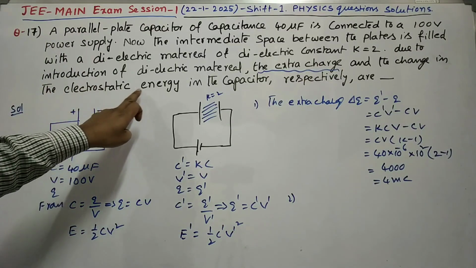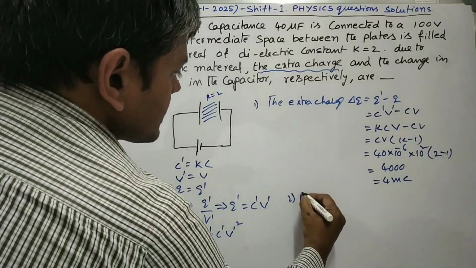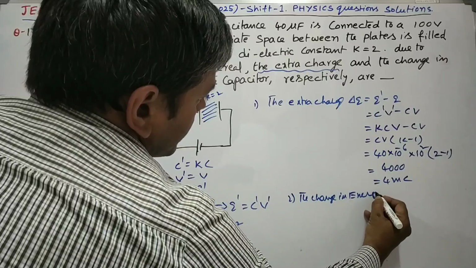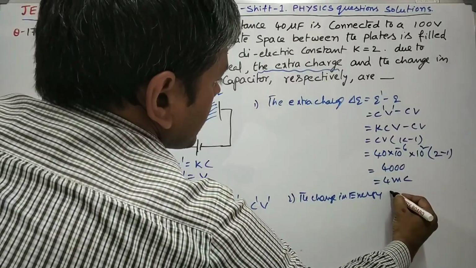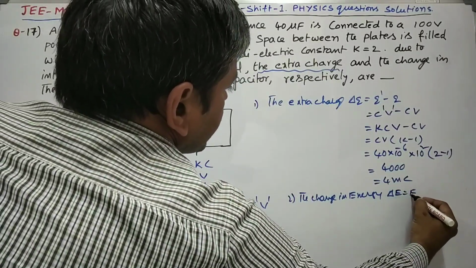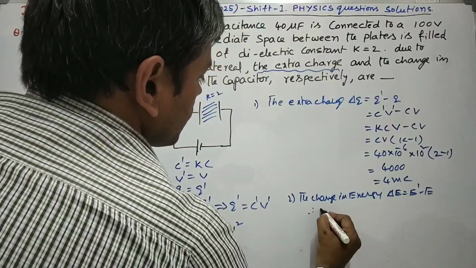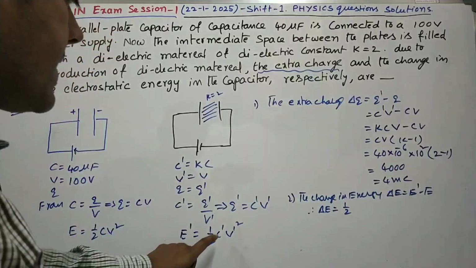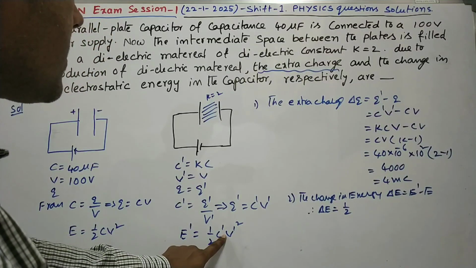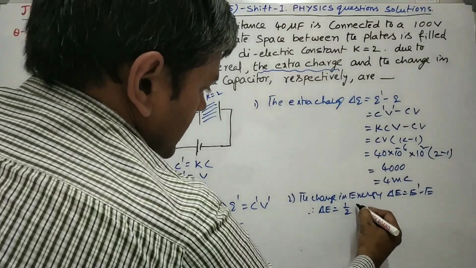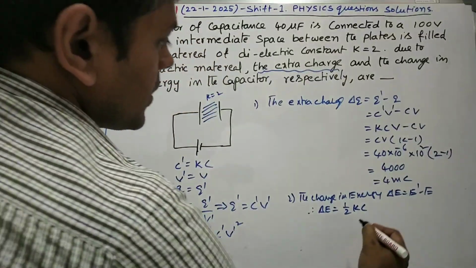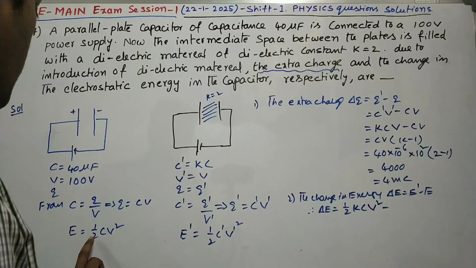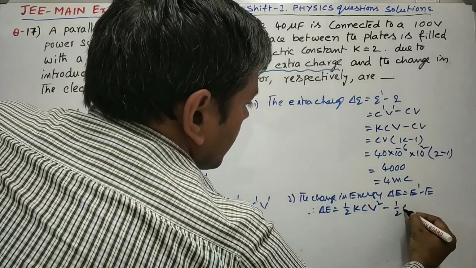Next one is the change in electric energy. That means the second one, the change in energy. Delta E is equal to E dash minus E. Therefore, delta E is equal to half of C dash V dash square, where C dash is equal to K into C, and V dash means V square. Next, E is equal to half of CV square.